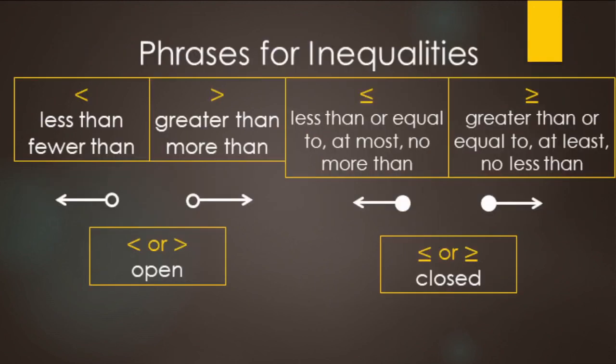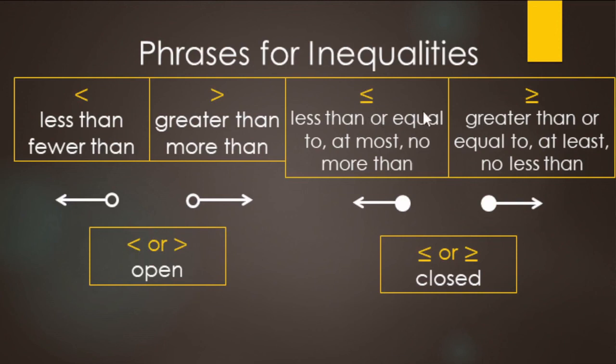So here are some phrases that we will see with these inequalities. The first few are pretty simple and straightforward: less than or fewer than, and greater than or more than. Those are going to get open dots or open circles because they're strictly less than or greater than.